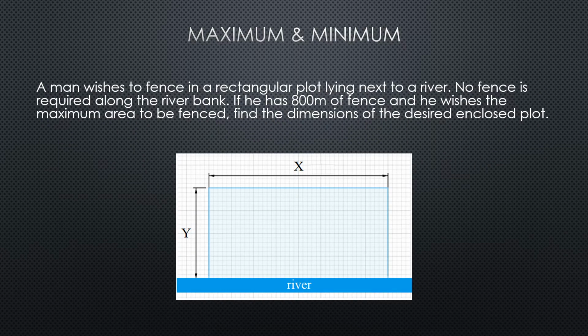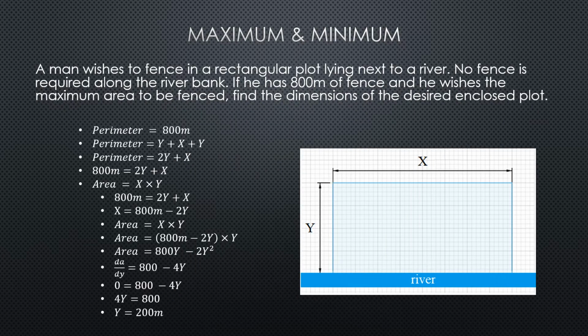I'm going to break down this problem a little bit. Basically, we've got a graph here, or an example of what the layout looks like. We're assuming that the river is basically straight and that we've got three sides of fencing. We've got a Y, an X, and another Y that we're going to need to use, and that total perimeter, or that side of the fence, is equal to 800 meters.